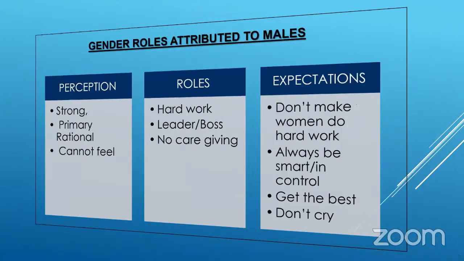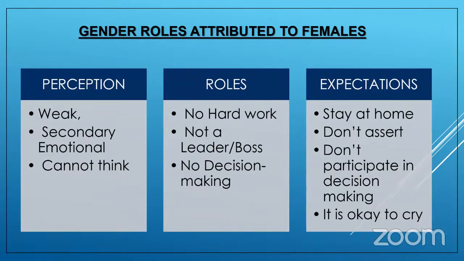Likewise, for women, that is females, they are seen as weak, emotional, unable to think properly. They don't do hard work, they can't be a leader, they shouldn't make decisions. They should always stay home, and not participate in any social gathering where opinion is needed. And as they are emotional and weak, they are supposed to cry. These are perspectives which our society has made, which are logically very wrong, because this doesn't define a person. A person is not defined by their gender.